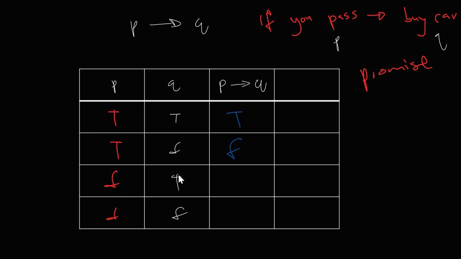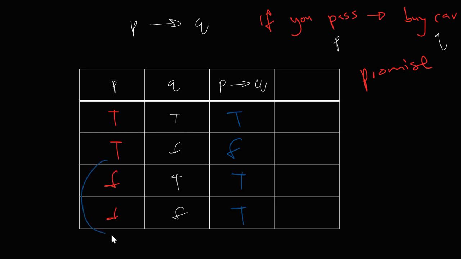You failed, I bought you a car. I spoiled you, still okay. I didn't break a promise, right? The promise was, if you pass, I buy you a car. So even if you didn't pass and I bought you a car, I didn't break any promise, right? I didn't say anything about not passing. So that is still fine. And you failed, you don't pass, and I don't buy you a car. That is still fine.